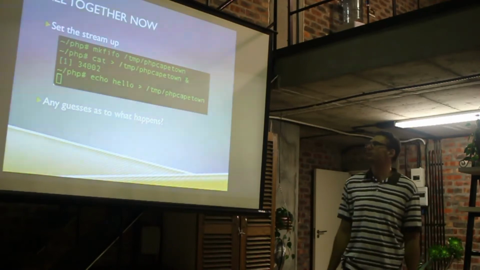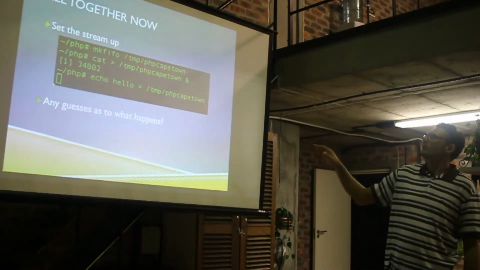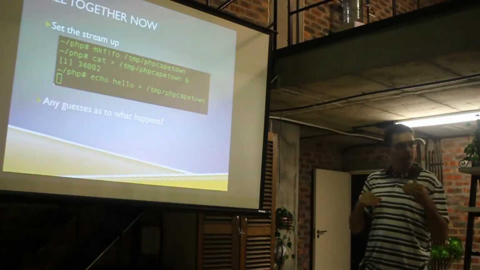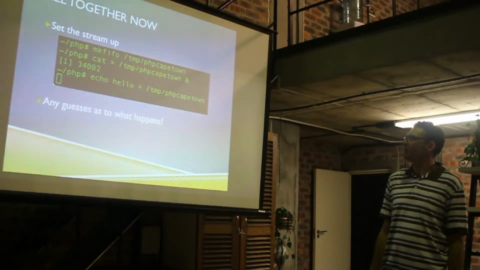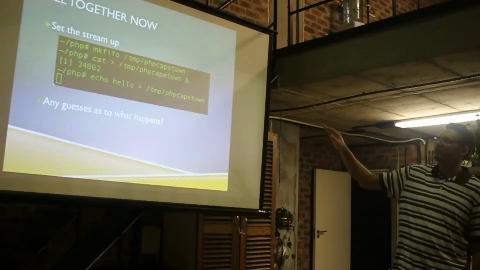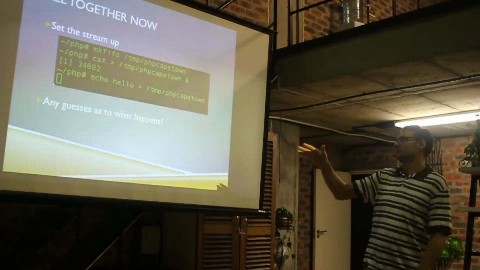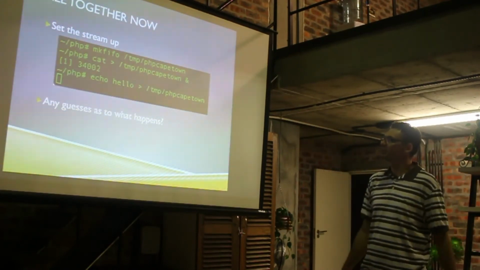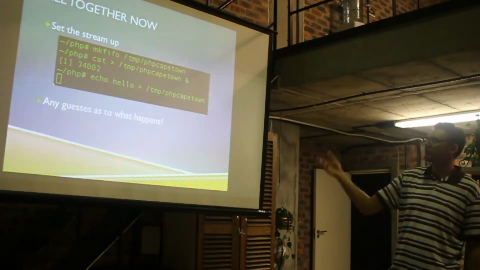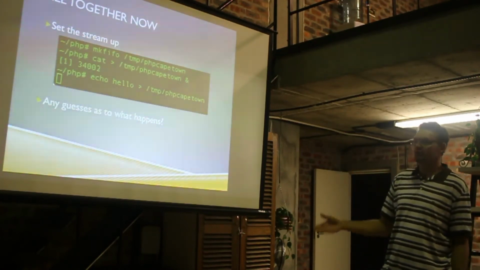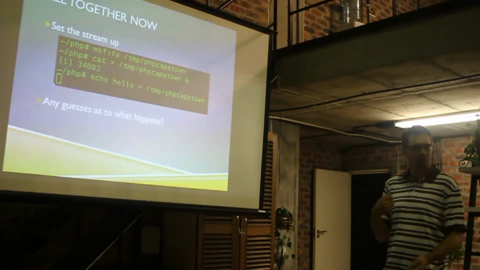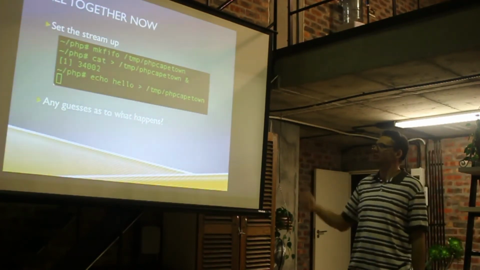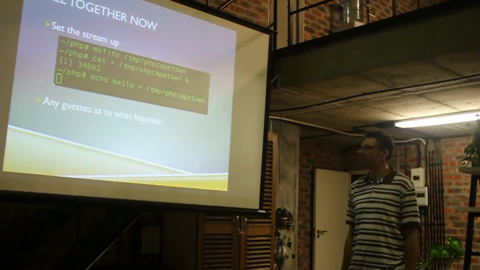So, all together now. This is basically all the commands that you run to set up your little FIFO buffer, your named pipe, whatever you want to call it. We send nothing into it, throw it in as a background process, and then echo something into your stream. And it's sitting waiting for something to pick it up from your named pipe.